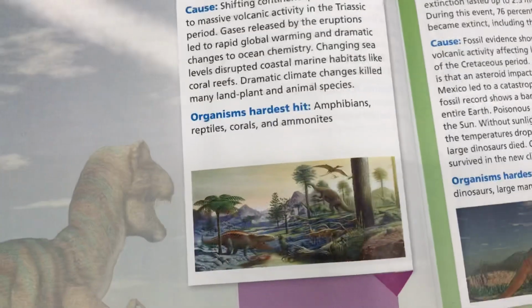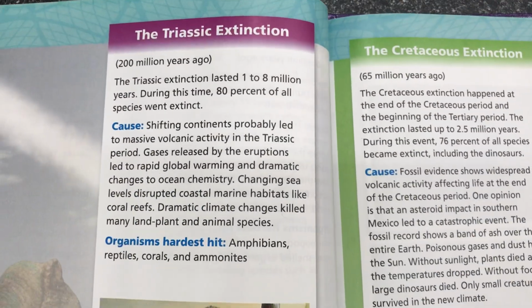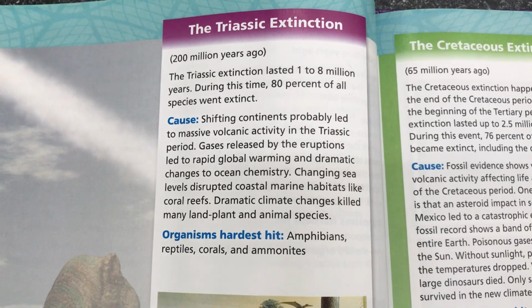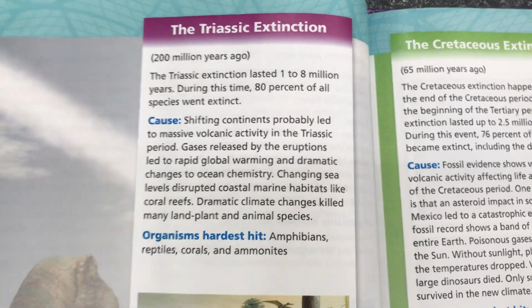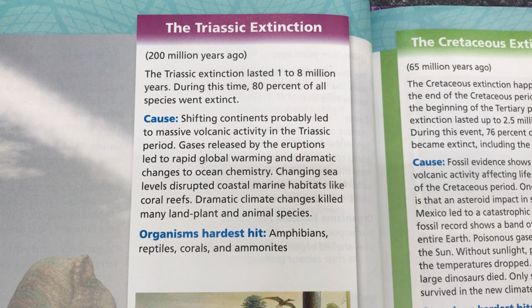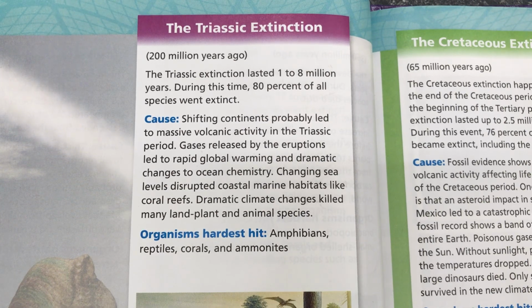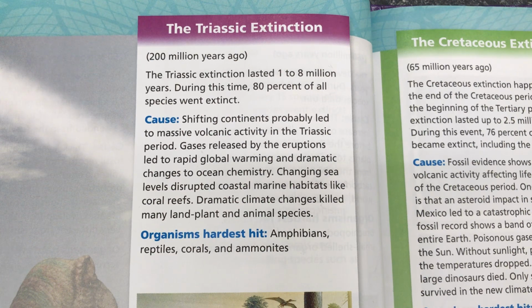Let's go ahead and take a look at the Triassic Extinction. The Triassic Extinction happened 200 million years ago. It lasted 1 to 8 million years, and during this time, 80% of all species went extinct. The cause was shifting continents, probably led to massive volcanic activity in the Triassic period.